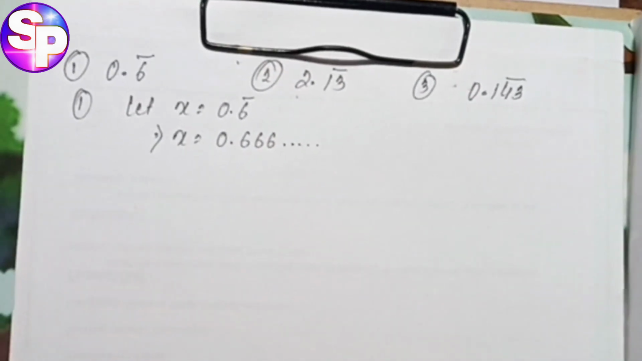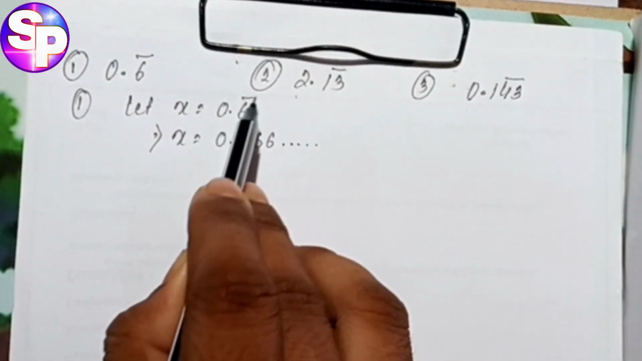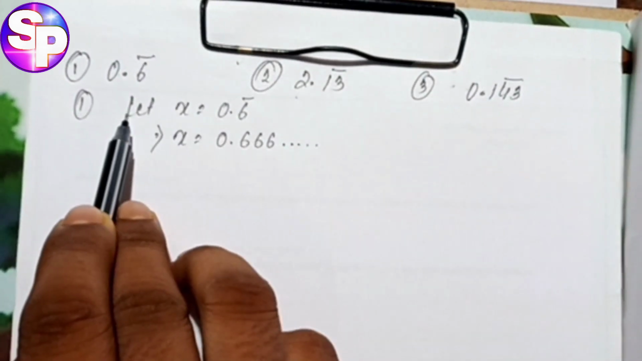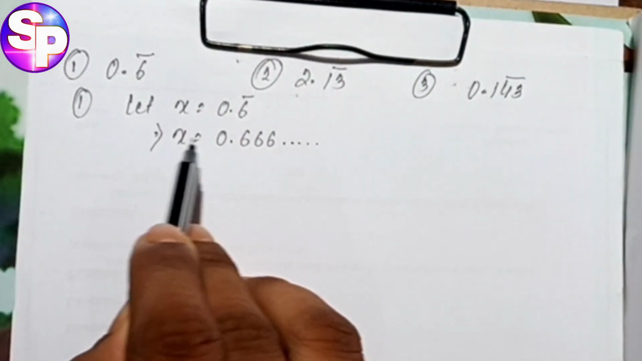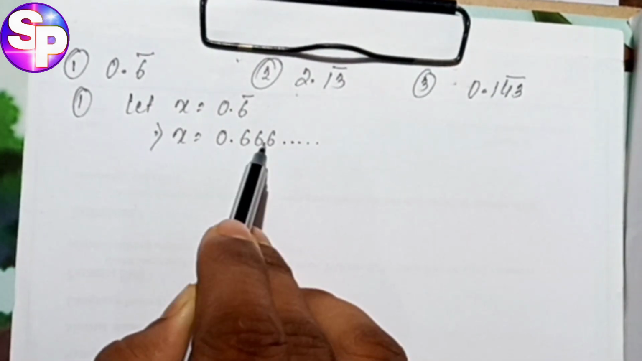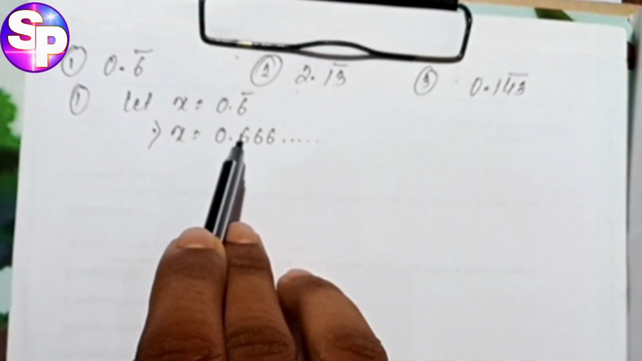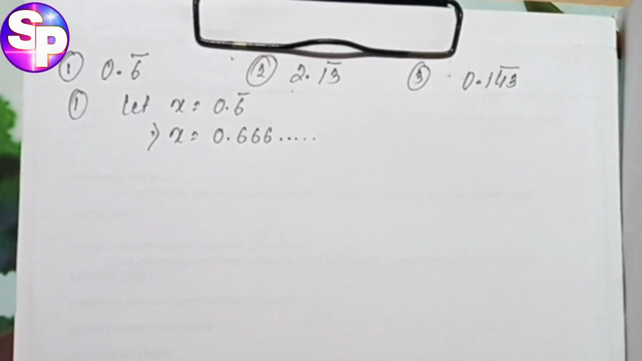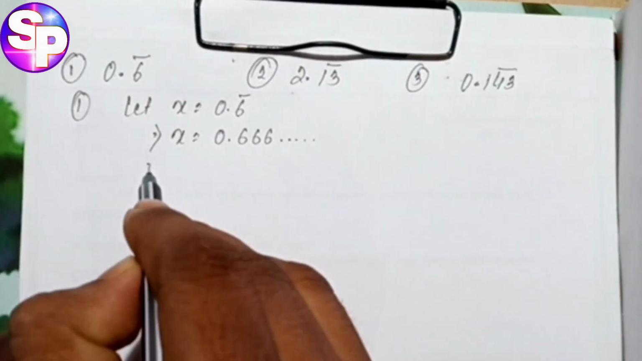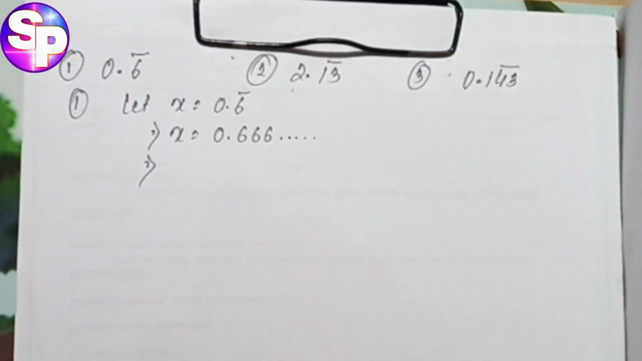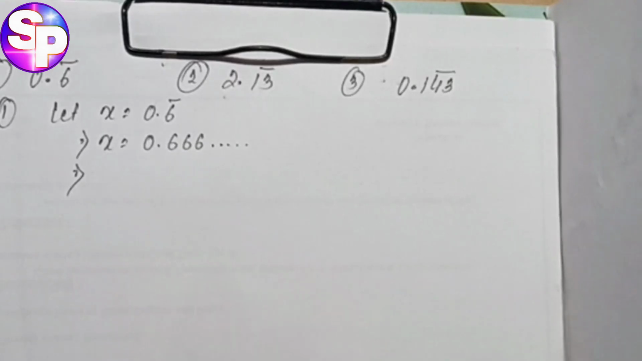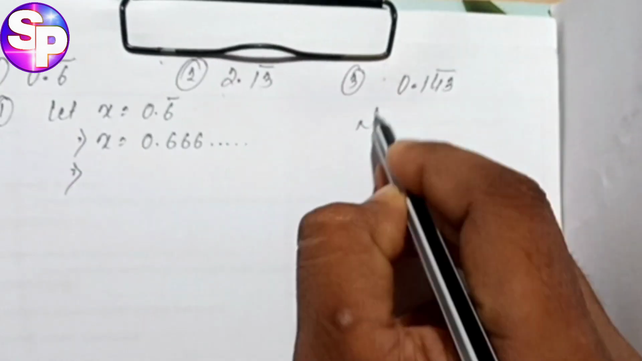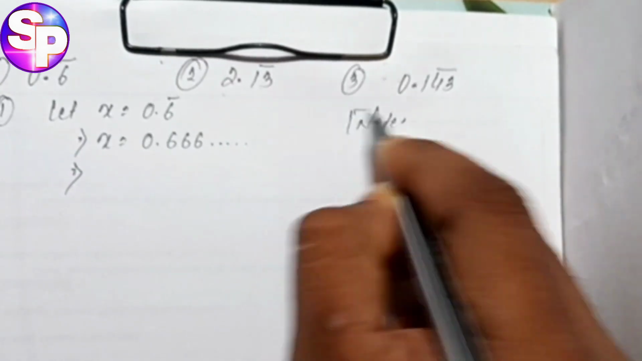So here, 0.6 bar can be written as, suppose we have taken x is equal to 0.6 bar, which can again be represented as 0.666 dot dot dot, meaning 6 is being repeated to an infinite number of places. Then one rule is there for equation 1 and for equation 2. First of all I am writing that, then we will solve how to find equation 1 and equation 2.